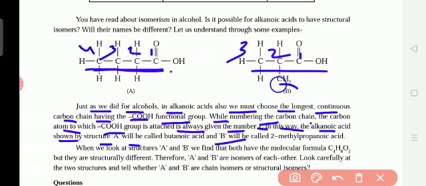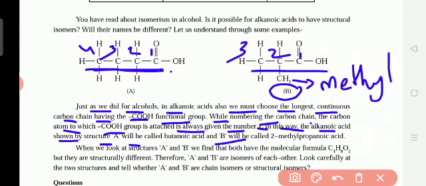But B, this B will show CH3 means methyl group. Okay, so you write here methyl. CH3 means what? Methyl. Methyl group is added to where? Second carbon. So 2 methyl. How many carbons are there? 3 carbons are there in the straight chain. 3 carbons means what? It is the propane. So we write here 2 methyl propanoic acid. Okay, COOH is there. Understand?